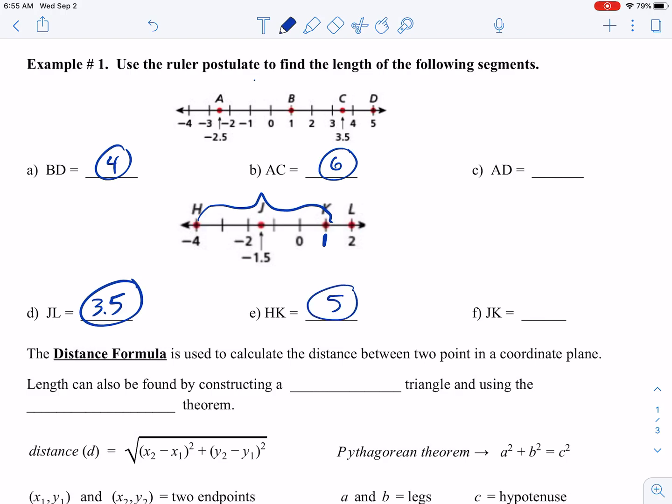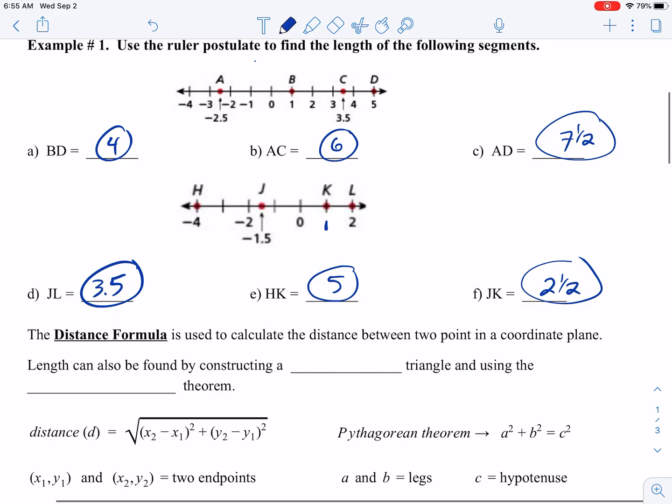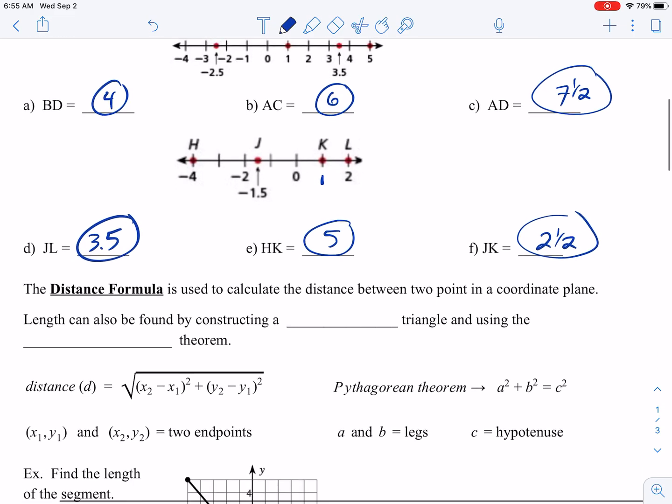Okay, why don't you pause it, or the video will pause on its own. You guys are going to try examples C and F. For example 1, letter C, you should have gotten a length of 7.5 for AD. And then for JK on this segment should have been a length of 2.5. Keep in mind K is at positive 1, J is at negative 1.5. Add those two together, 1.5 and 1, you get 2.5.